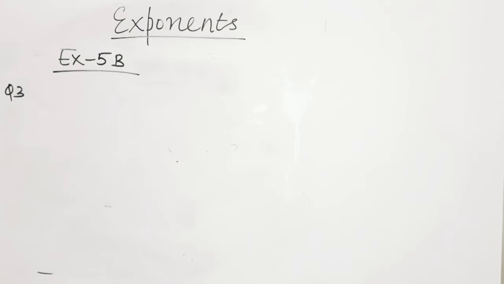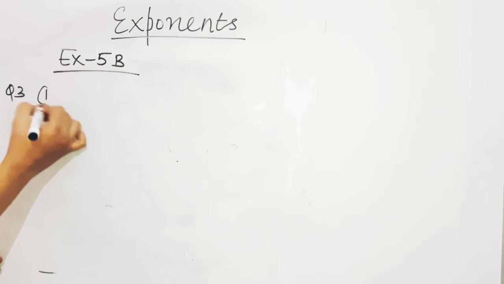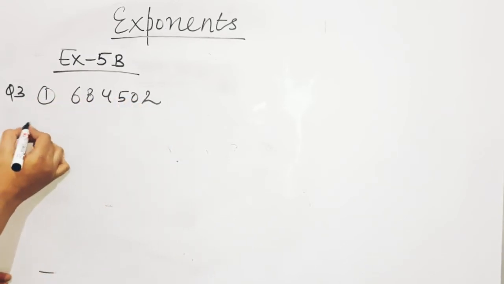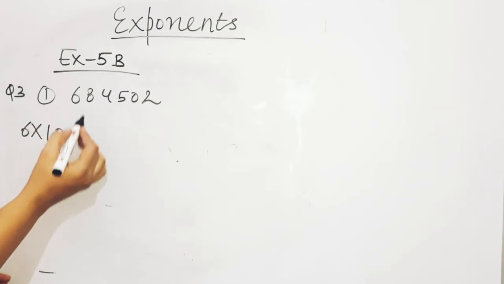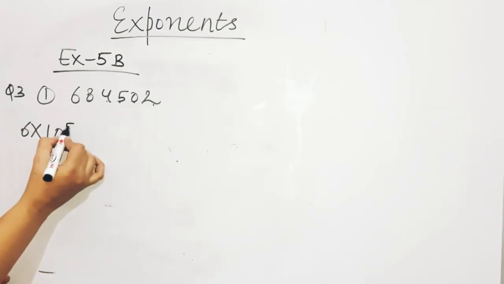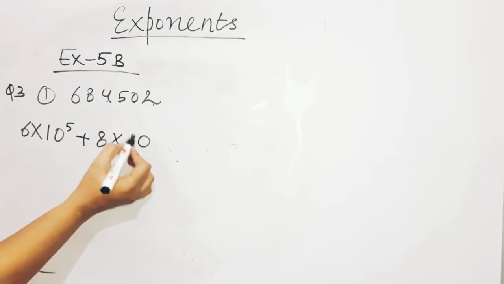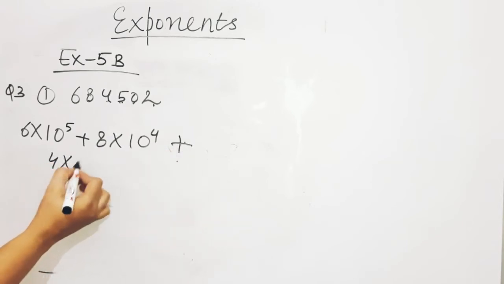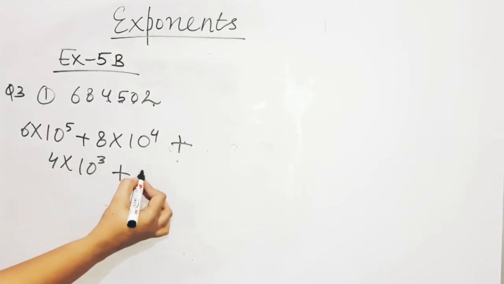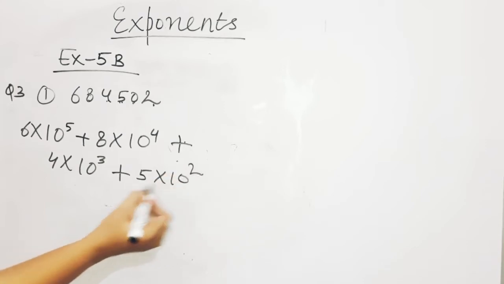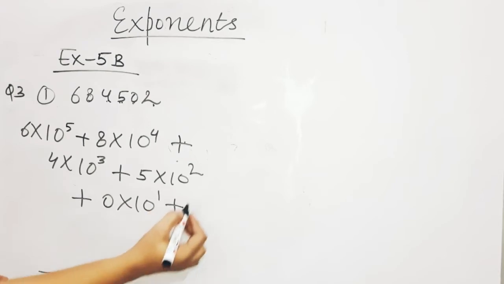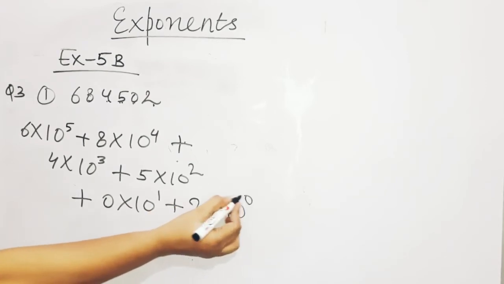So question number 3, first option is 684502. Now you have to write along with me. 6 multiplied by 10 to the power of 5, plus 8 multiplied by 10 to the power of 4, plus 4 multiplied by 10 to the power of 3, plus 5 multiplied by 10 to the power of 2, plus 0 multiplied by 10 to the power of 1, plus 2 multiplied by 10 to the power of 0.